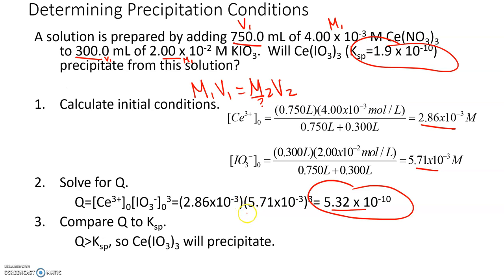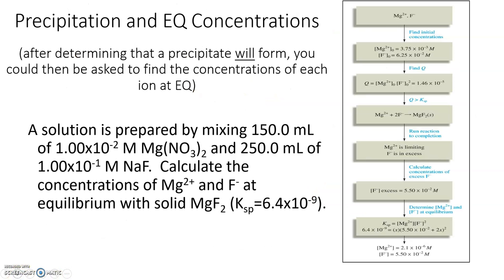In the next example that I'm going to show you, I'm going to walk you through the same calculation, but I'm going to take it one step further and go through what you would do if the question then asks you to find equilibrium concentrations of the ions in the precipitate. Here on the right side of the slide is the step-by-step procedure of how you would go about answering this question.